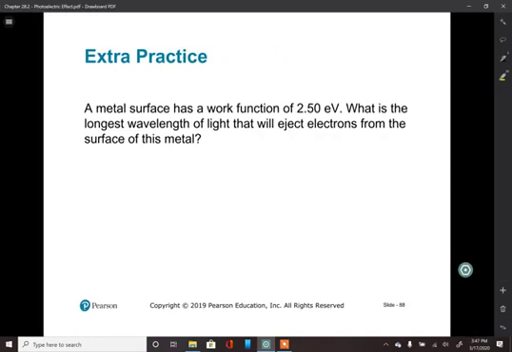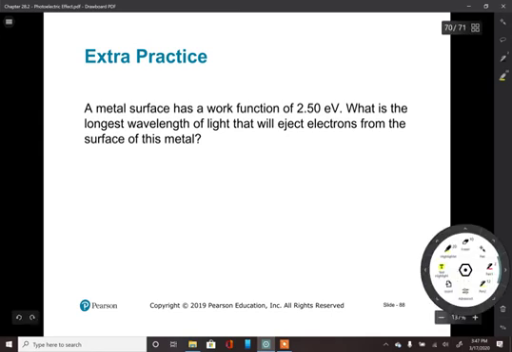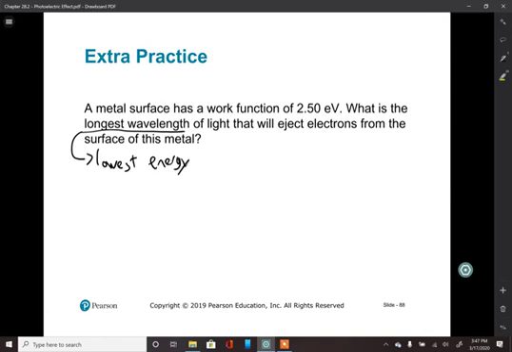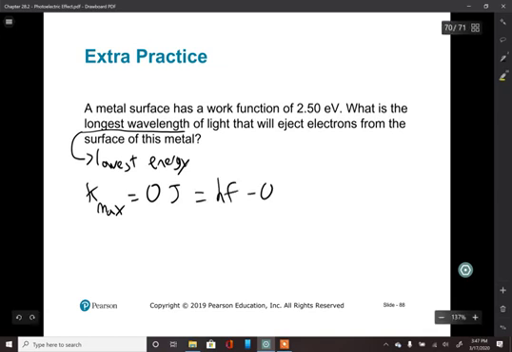Okay, so here's a calculation one. We want the longest wavelength, which means lowest energy. In this context, the lowest energy means we need enough energy to get the electrons off the surface, but nothing left over, which means K max equals 0, right? There's nothing left over. It's the bare minimum. And so this must equal hf minus phi.